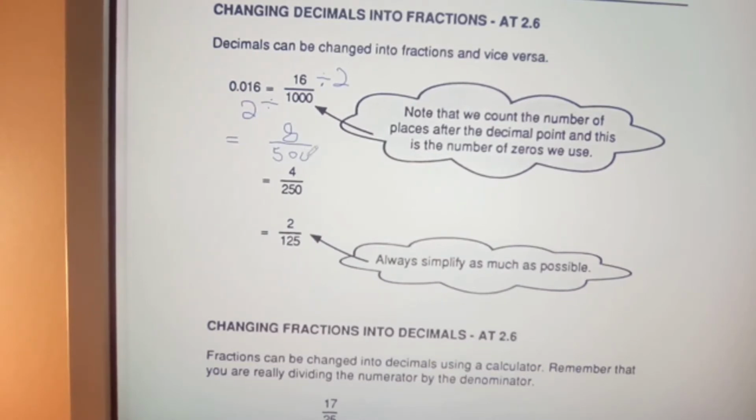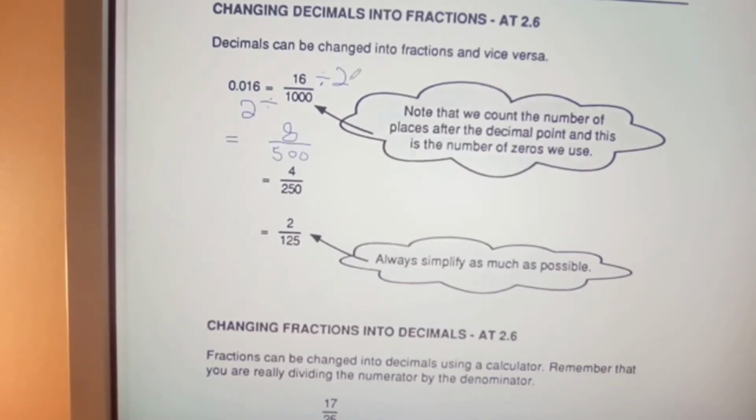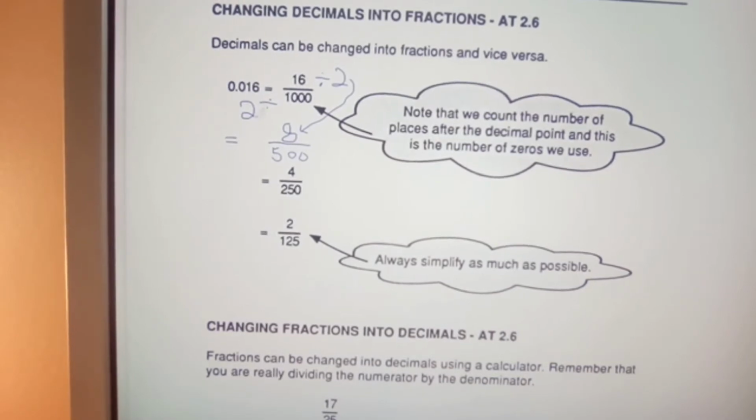So therefore, 16 divided by 2 equals 8. Let me bring this down to here and show you that that's where we got our results from. That's now that. 1000 divided by 2 equals 500. That now becomes this.